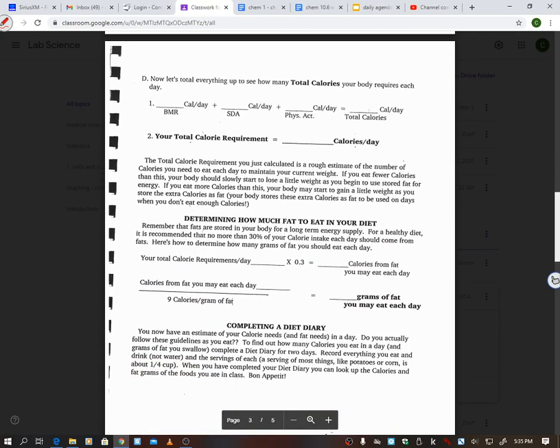All right, now part D. Now let's total everything up to see how many total calories your body requires each day. So my BMR was 1,472.7. My SDA was 147.27. My physical activity was 736.35. So the total of all of those is 2,356.32 calories per day. So my total calories, 2,356.32.